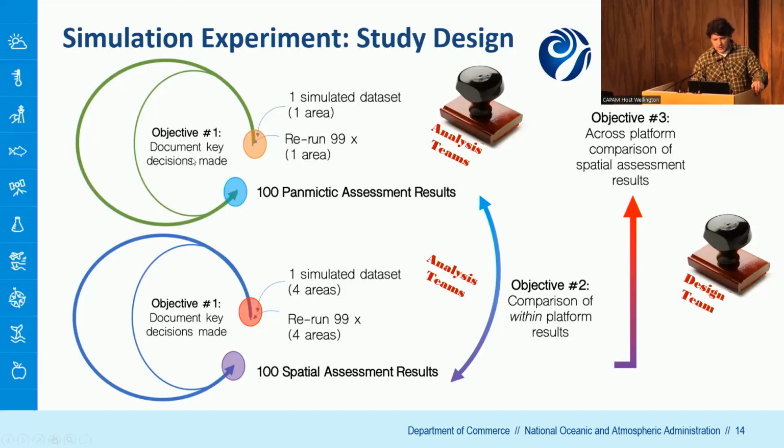So we did that for a single area model, and then data sets that were out to 4 areas. And this is for the Indian Ocean yellowfin tuna assessment, based upon that in that area. The analysis teams went ahead and did that, and then they built their estimation models and ran those. And we are currently comparing those models, the different approaches they took, non-spatial and spatial. And then we're looking at objective 3, a cross-platform comparison, and trying to learn some things about the whole process of building and using spatial models.